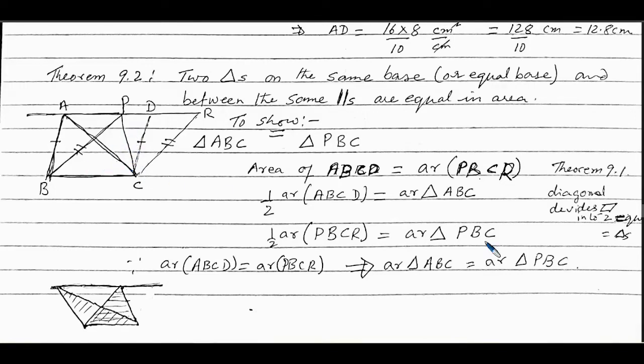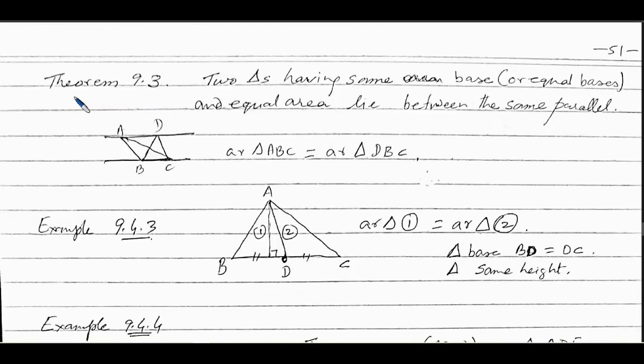Okay, triangle PBC. Now I know this is equal to this, because these two parallelograms are between the same two parallel lines and have the common base. So similarly, if this is equal to this, then the halves also have to be equal. Now theorem 9.3 says that two triangles having the same base or equal bases and equal area lie between the same parallels. It's the same thing vice versa. That is, it says that equal areas will lie between the same parallels.